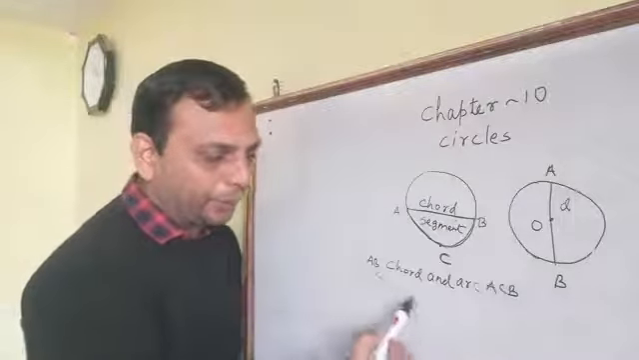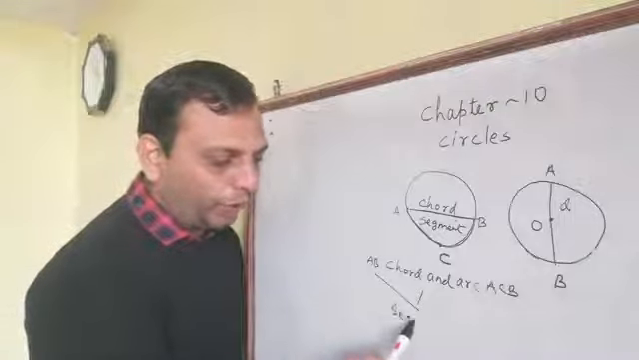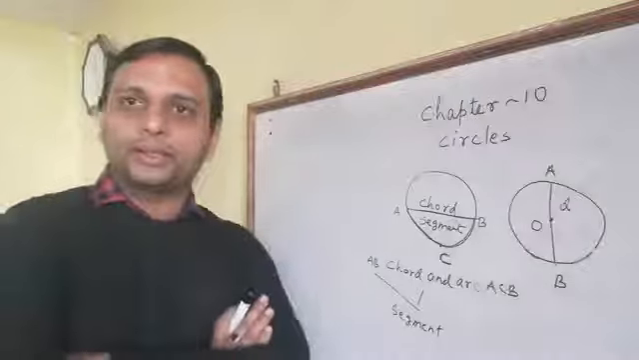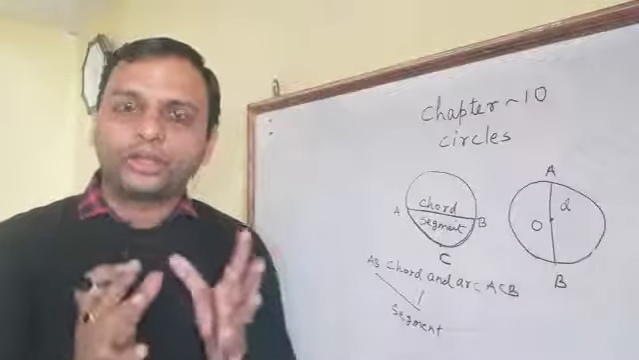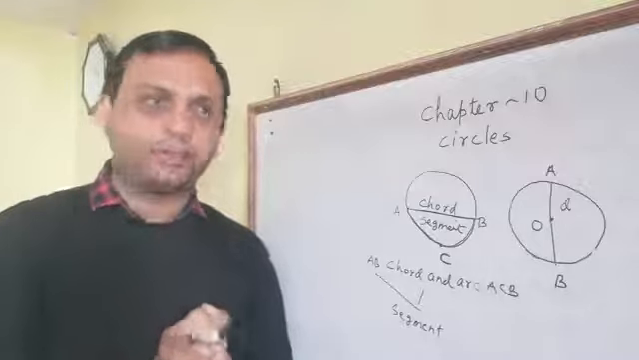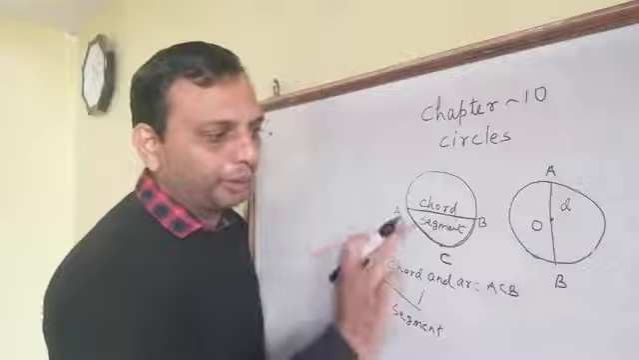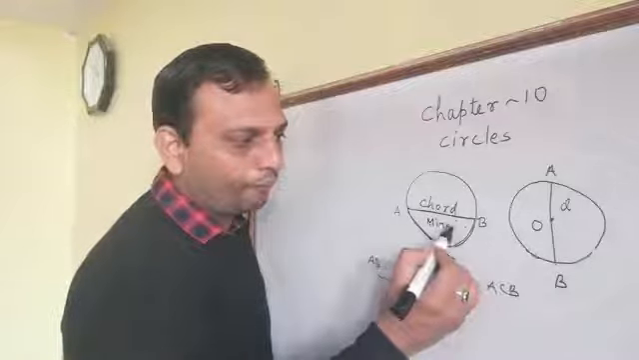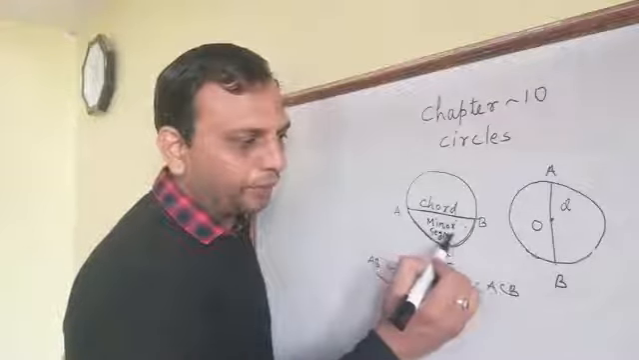So what does segment mean? When one chord and one arc are taken together, it is called a segment of the circle. So we have two parts in the circle. This will be the minor segment.